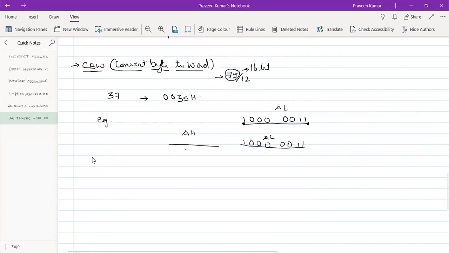Now, what is the value which is placed in AH? As it is seen in decimal, will we place it as 000? If you place 0, then the answer will be wrong; we have to place all ones. Why? We have to place all ones.